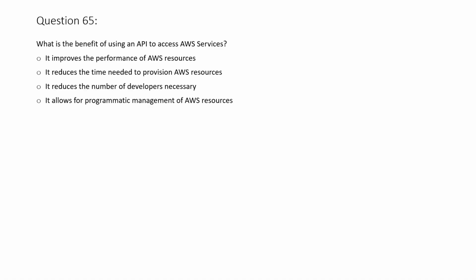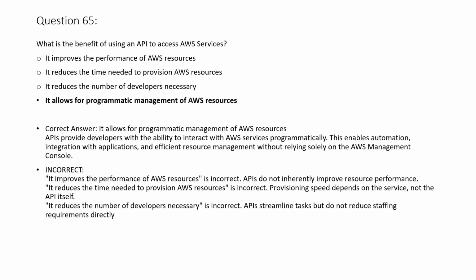Question number 65. What is the benefit of using API to access the AWS services? Options are: it improves the performance of AWS resources. It reduces the time needed to provision the AWS resources. It reduces the number of developers necessary. And it allows for programmatic management of AWS resources. So the correct answer is it allows for programmatic management of AWS resources.